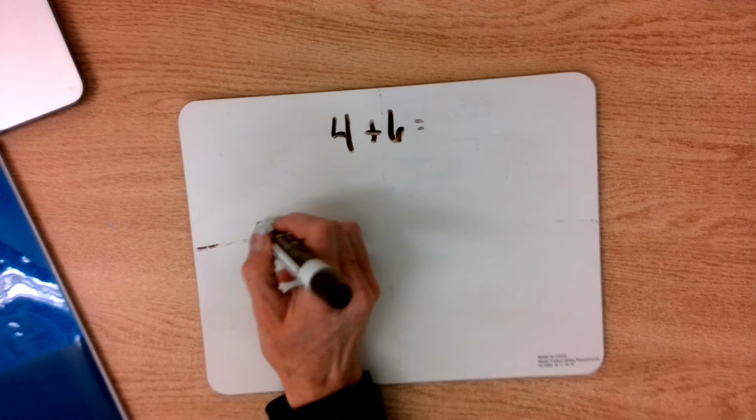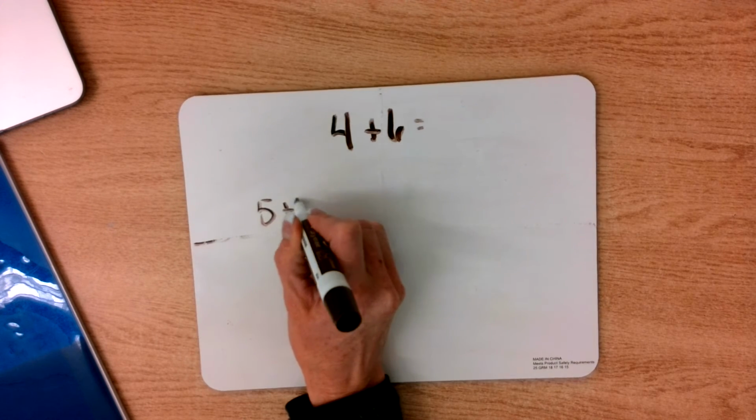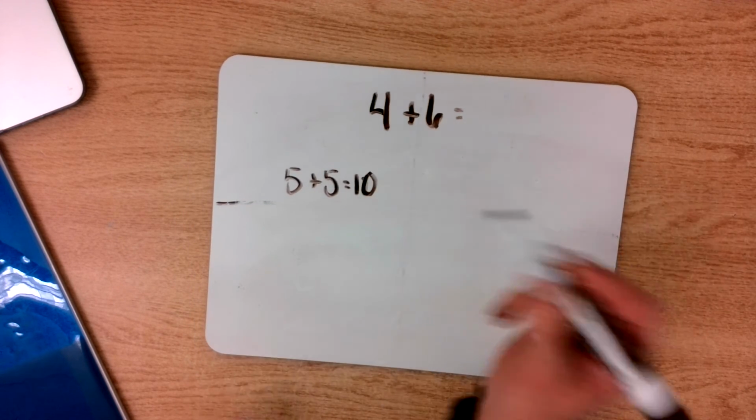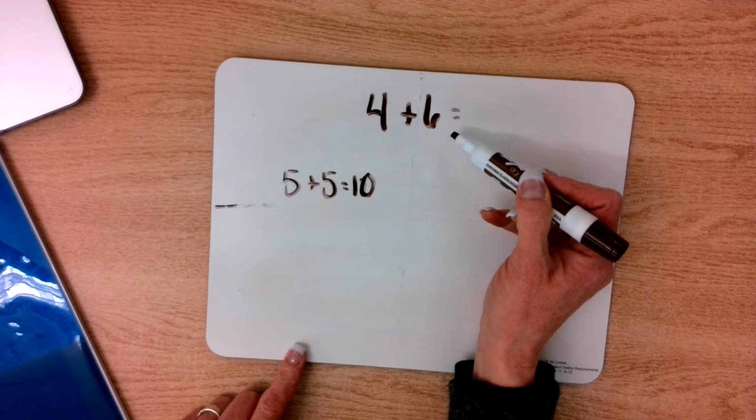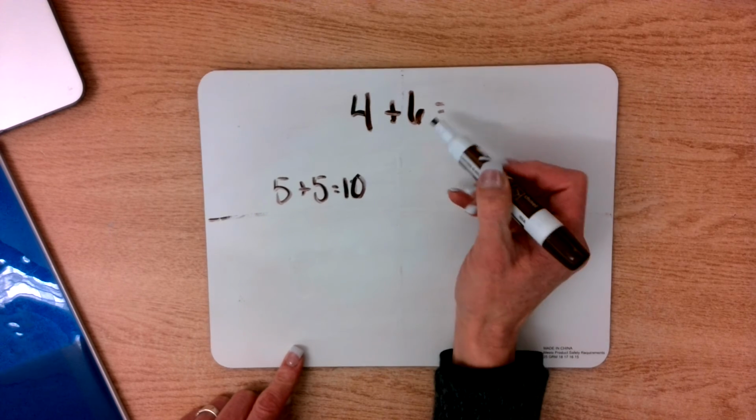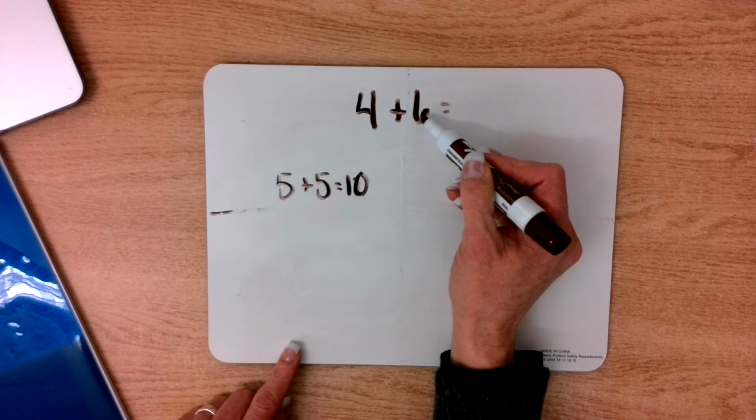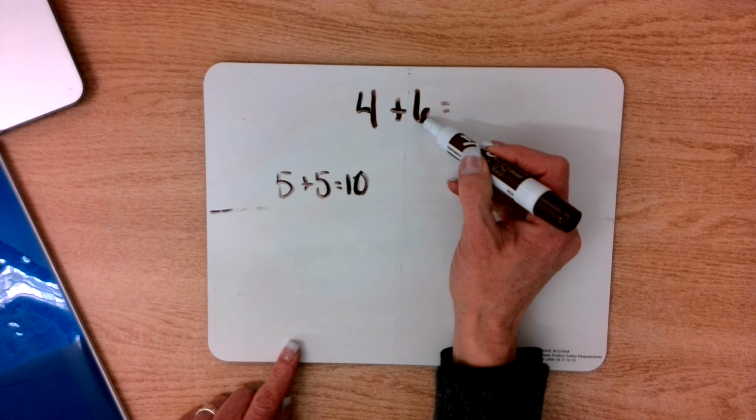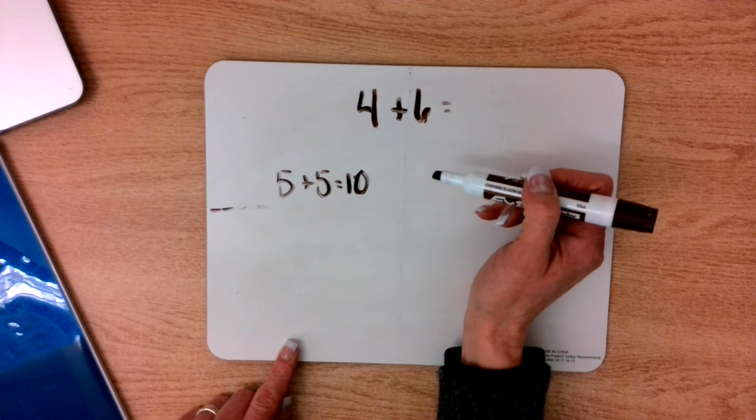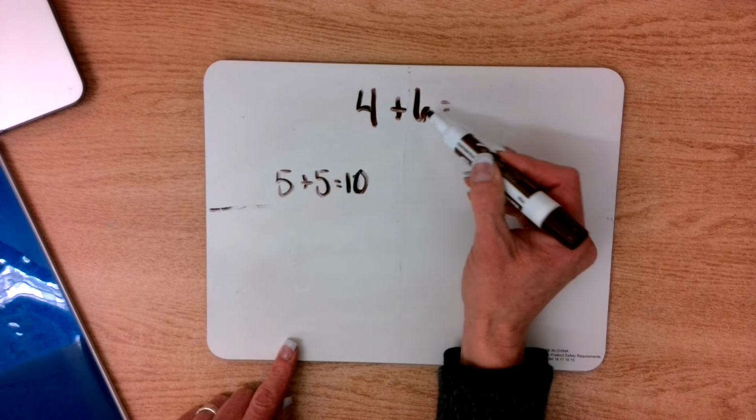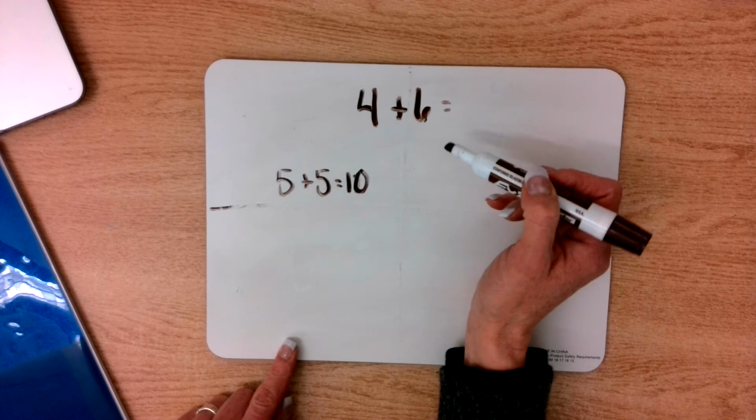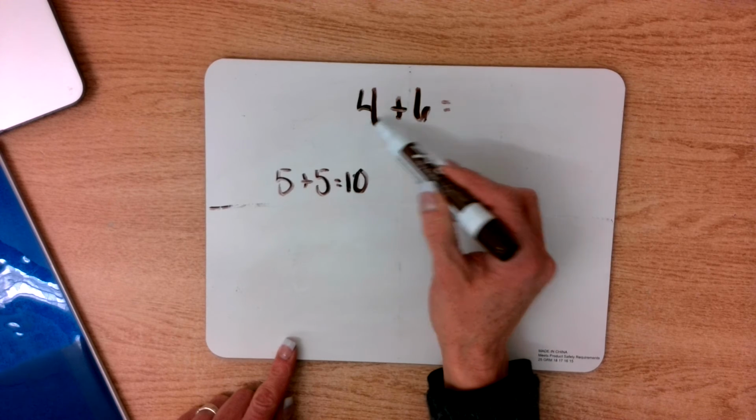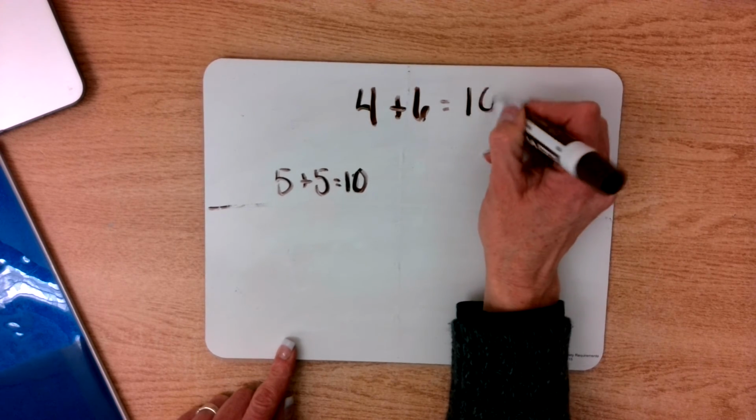So if I know 5 plus 5 equals 10, then that might help me solve 4 plus 6. Because if you think about it, 6 is 1 more than 5. 4 is 1 less than 5. If I was to take 1 away from the 6 and give it to the 4, that would turn this into a 5, and it would turn the 6 into a 5. So that would be the same as 5 plus 5. So 6 plus 4, or 4 plus 6, equals 10.